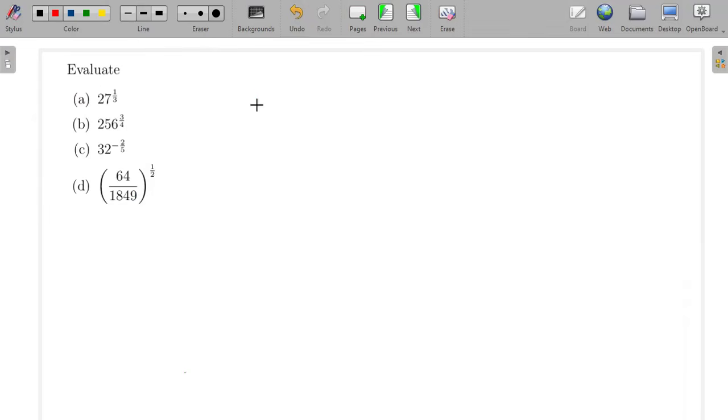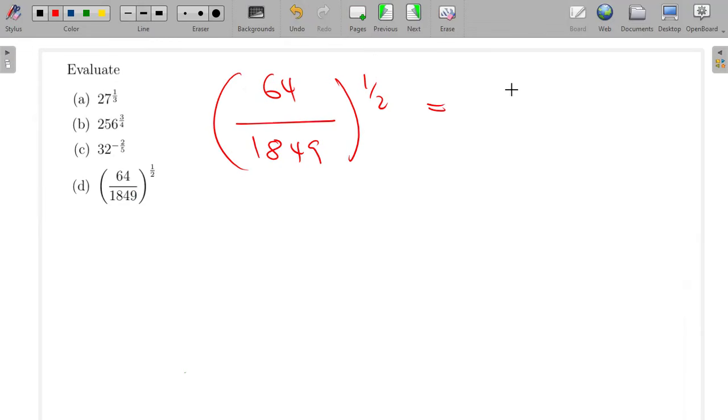Okay, so next we have 64 over 1849, like that, and then you have a half there. So here, what we're going to do is apply the law of indices, which allows us to distribute these exponents to each and every term here. So you distribute the 1 over 2 in the numerator and in the denominator.